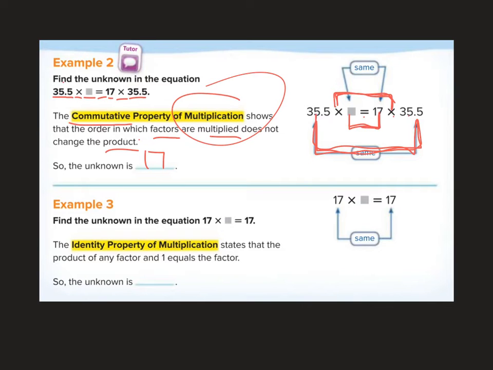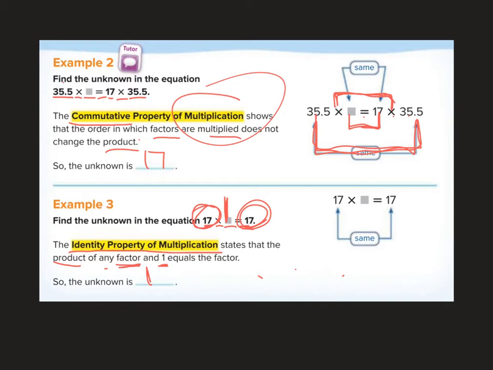Find the unknown of the equation. 17 times something equals 17. Here we have our identity. 17 times something is itself, the identity property. That states that the product of any factor times 1 equals itself. So we know that the unknown is 1. The identity property of multiplication is any number times 1 equals itself.